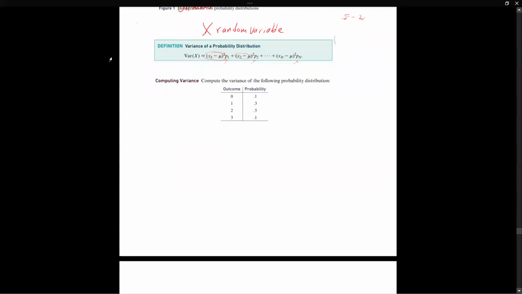Let's look at this example, how we're going to compute the variance. Here you're not given a frequency, you're given a probability, and you're given the outcome. So 0 times 0.1, 1 times 0.3, 2 times 0.5, 3 times 0.1. With the formula we add, and we get 1.6. That's the mean.